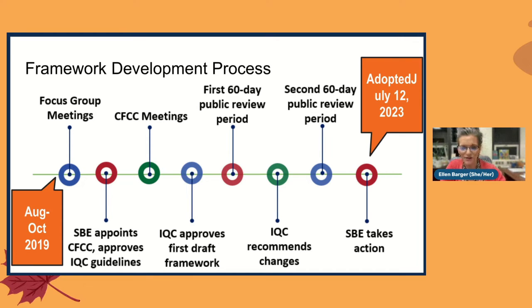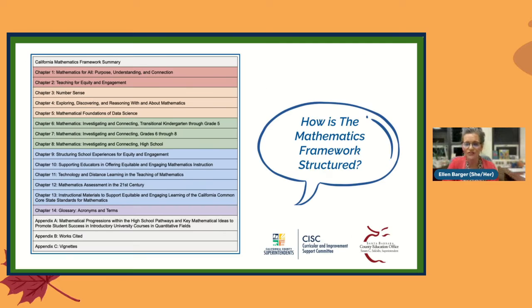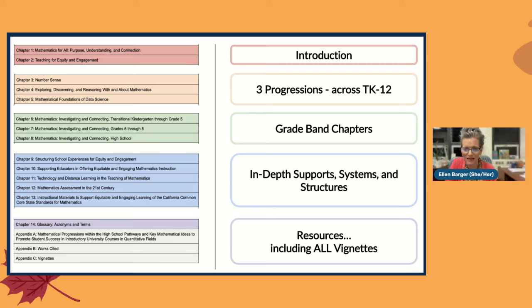So I'm going to start with a visual that shows this framework has 14 chapters and 3 appendices and about 1,000 pages, which seems like a lot until we start to chunk it up a little bit.